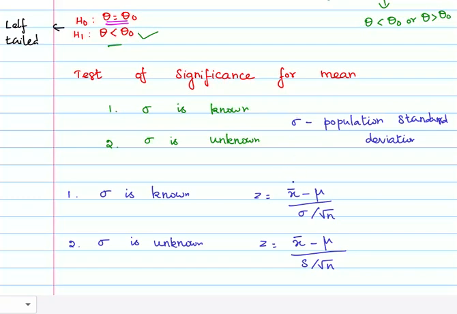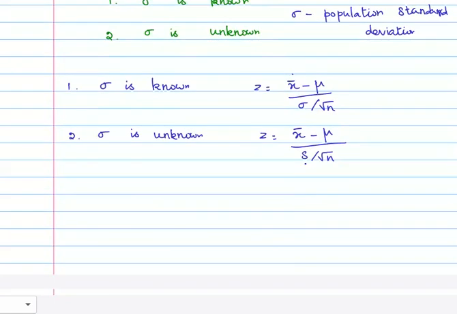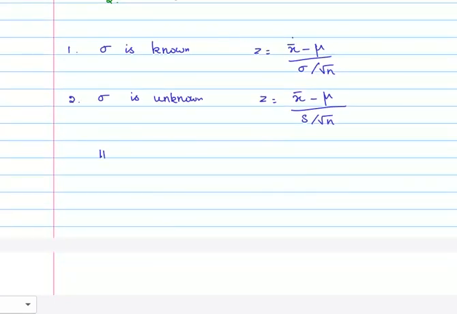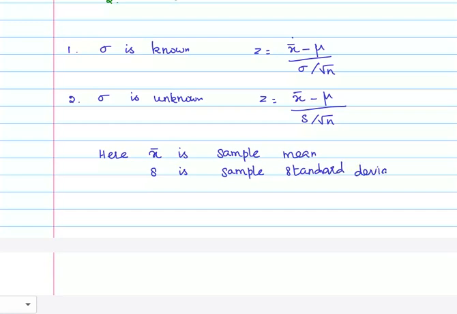Here, what is x bar? X bar is the sample mean, and s is the sample standard deviation, and n is the number of samples.